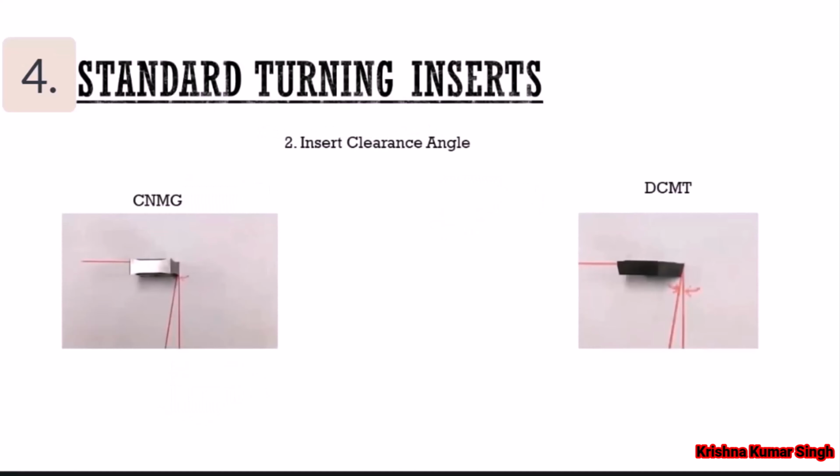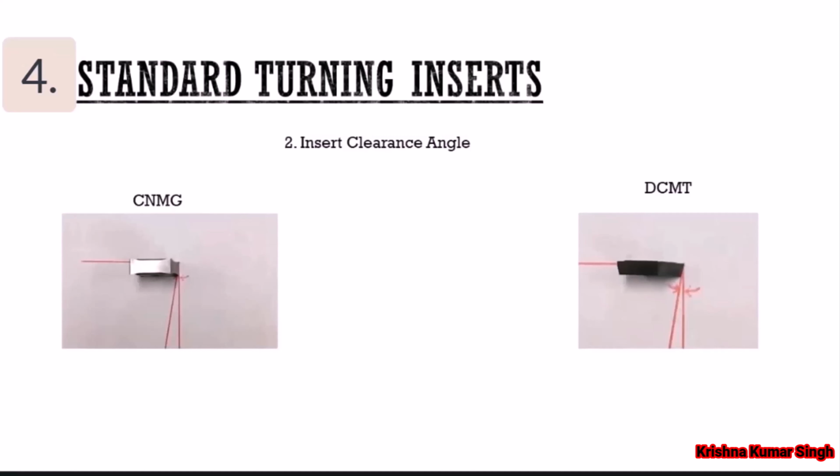In the left picture, you can see a CNMG insert. As you can see, the angle between the side edge and vertical line is 0. Therefore, based on the standard, the second character of the insert is N. On the right picture, there is a DCMT insert, and as you can see, the angle between the side edge and vertical line is not 0, it is around 7 degrees. Therefore, the second character of this insert code is C.